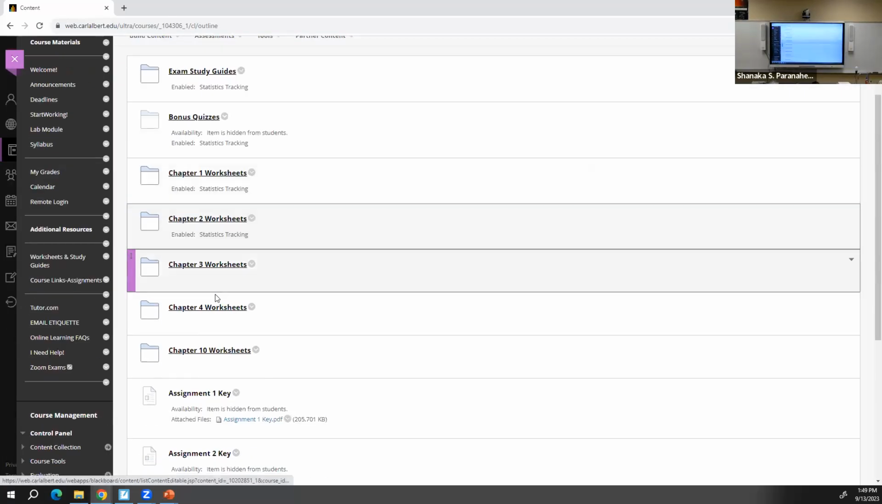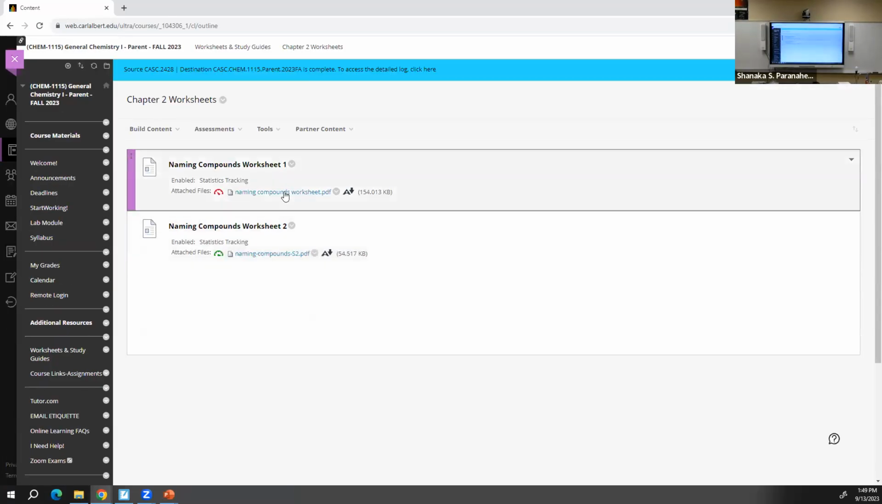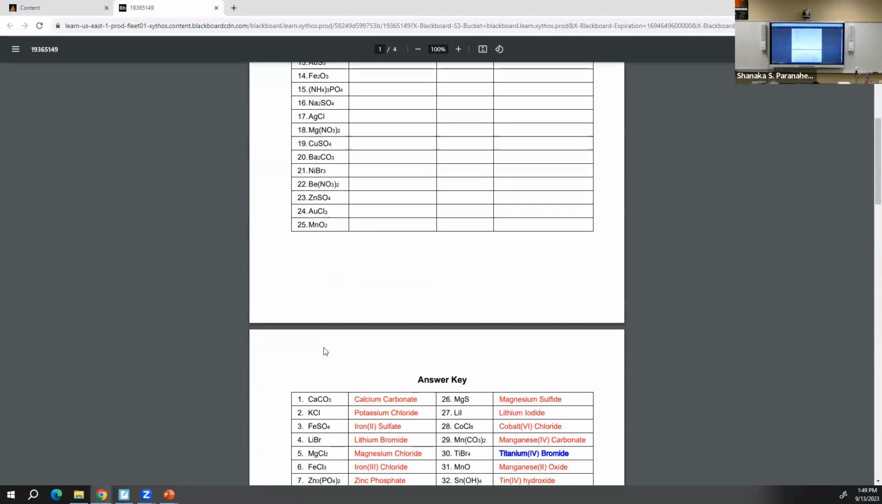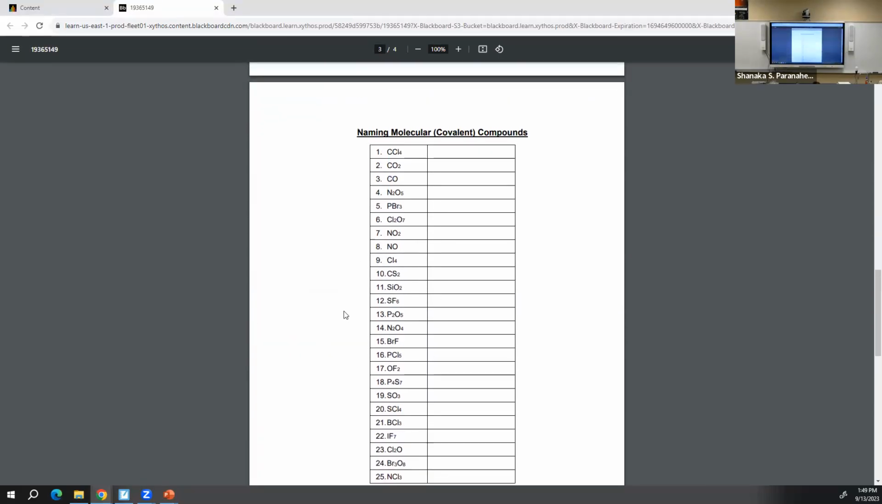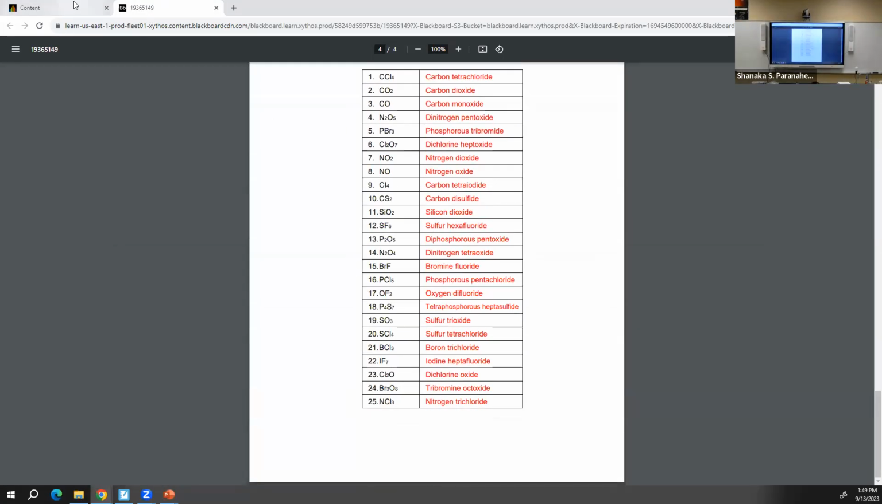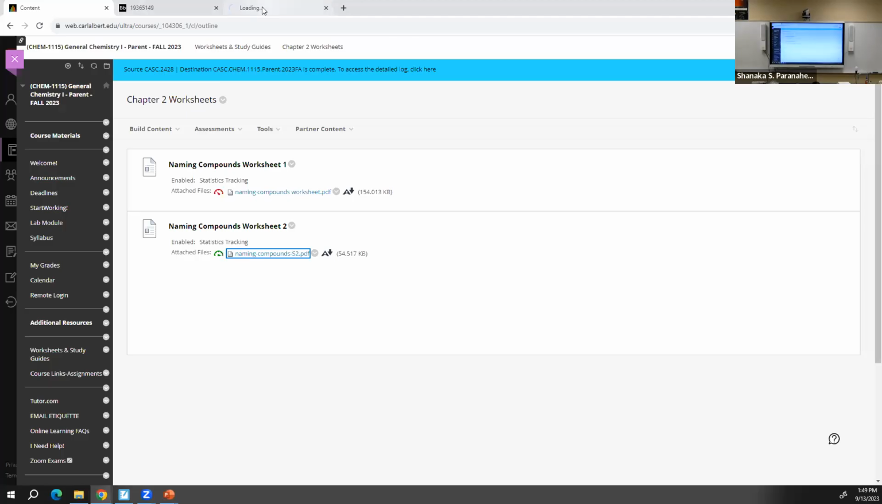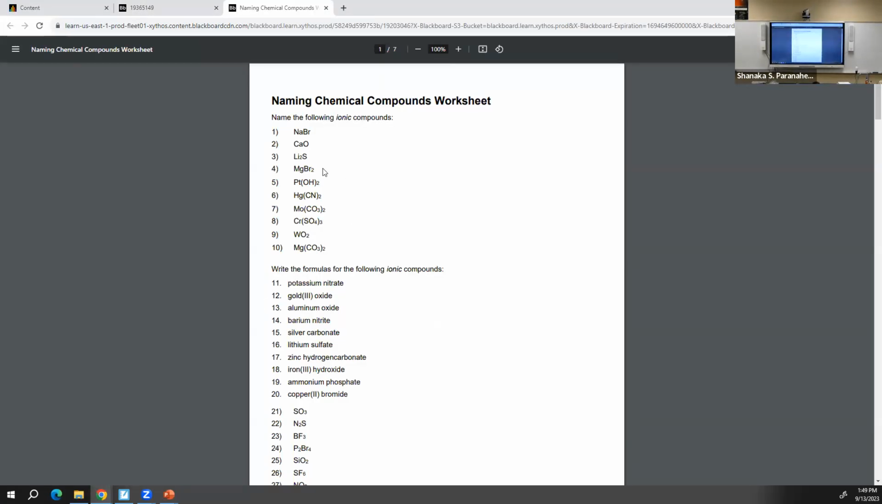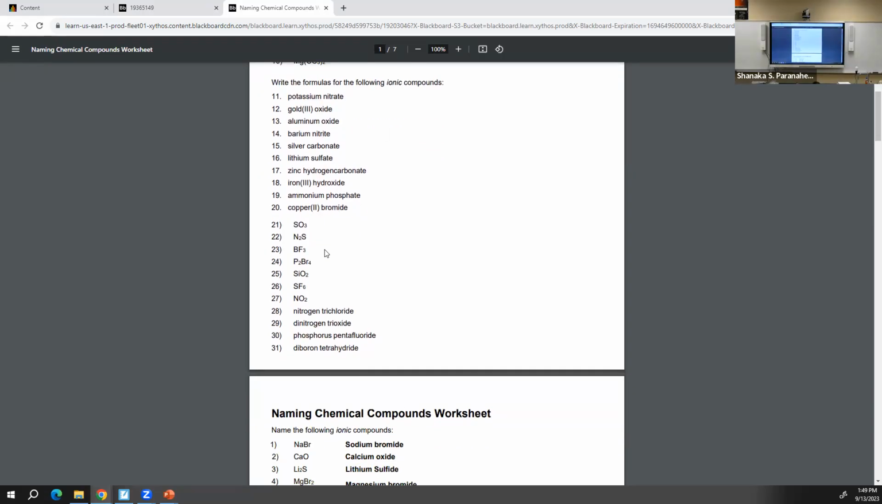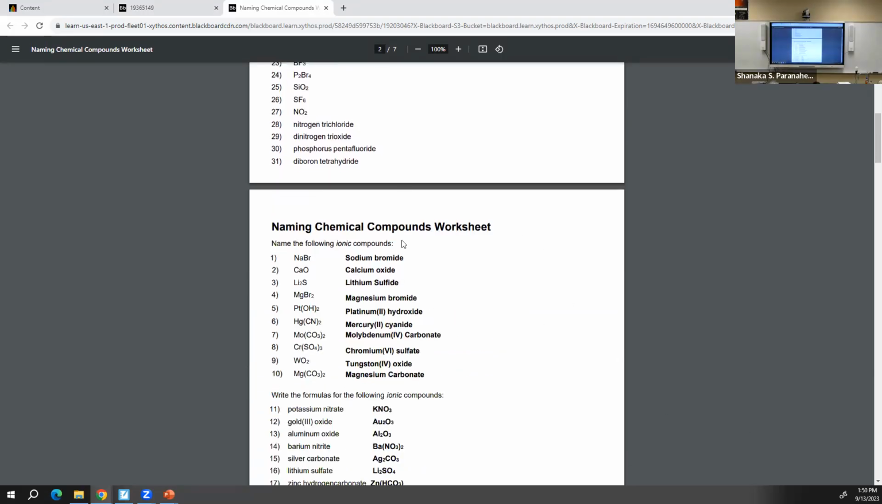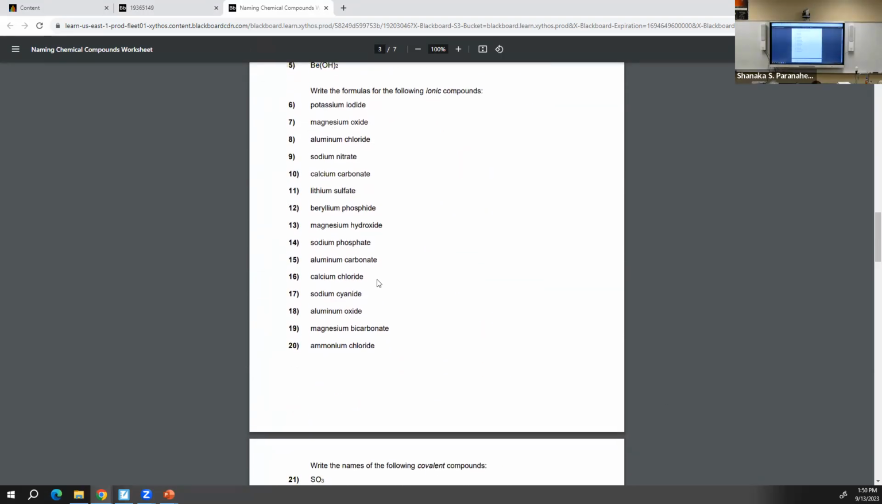Worksheets and study guides, chapter 2, naming compound worksheet 1. It has 35, answers are given below. And it has naming molecular compounds, which we are going to learn now. And also answers are available at the bottom. Second worksheet also has more compounds. Naming ionic compounds, answers. Based on the formula, you can give the name, based on the name, you can write the formula. So you have answers at the bottom.